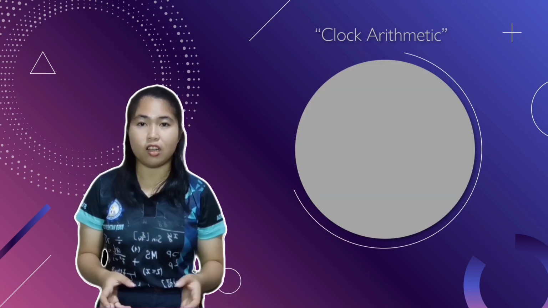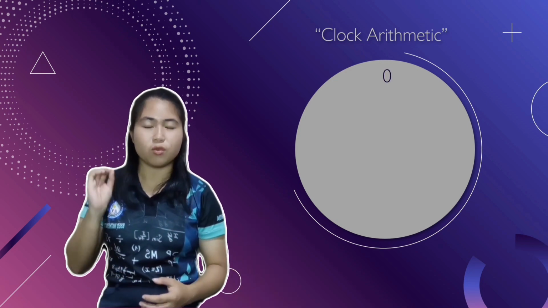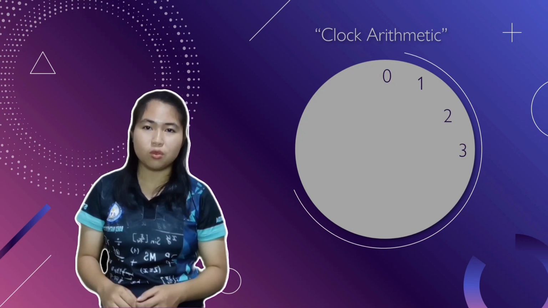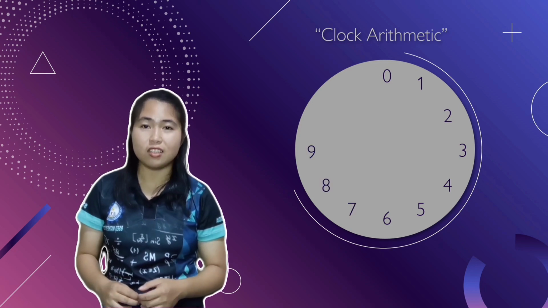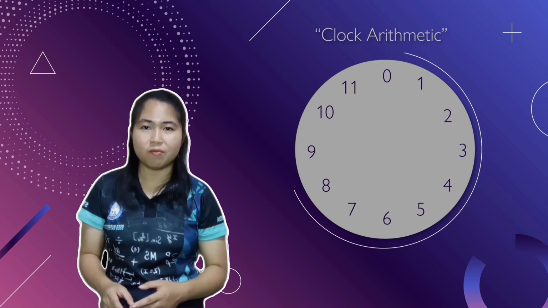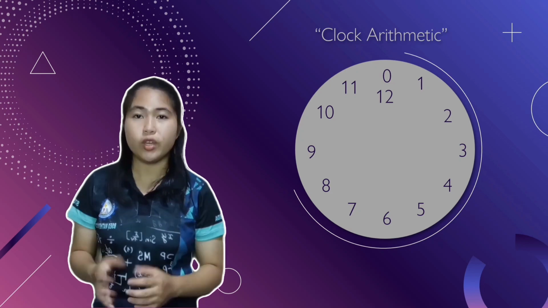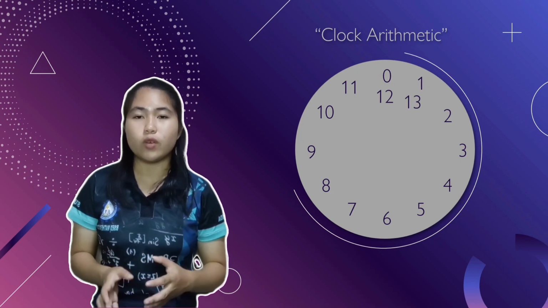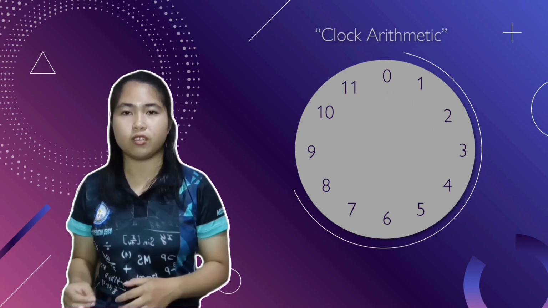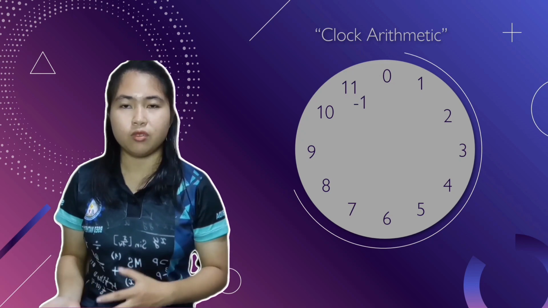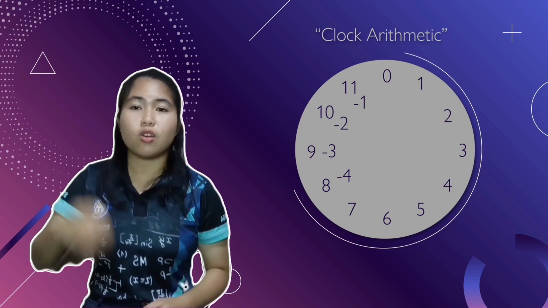Think, for example, of a clock. Instead of having 12 on its spot, let's put 0 and count. So 0, 1, 2, 3, 4, 5, 6, 7, 8, 9, 10, 11. Then we will go back to 12, or also 0. Okay? Which means that 0 is equal to 12 modulo 12. This can also be done in a counterclockwise manner. So, 0, negative 1, negative 2, negative 3, negative 4, negative 5, and so on.